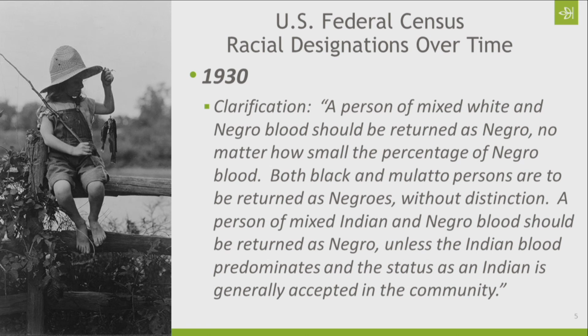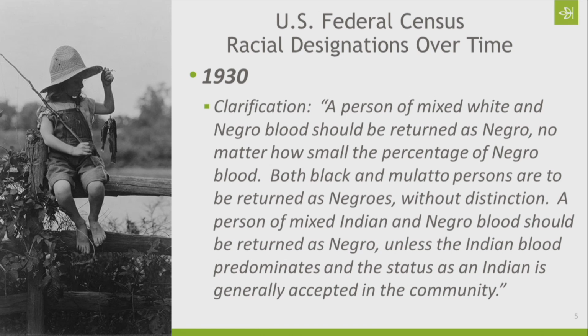So here is the clarification given for the 1930 census enumerators. A person of mixed white and Negro blood should be returned as Negro, no matter how small the percentage of Negro blood. So we start to see that one drop rule applying even in federal census designations. Both black and mulatto persons are to be returned as Negroes without distinction.